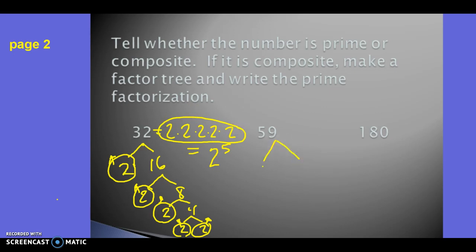The number 59 is actually prime. It's only 1 and 59. So the prime factorization is just 1 times 59. I'm done.